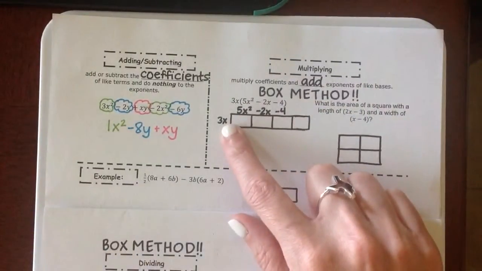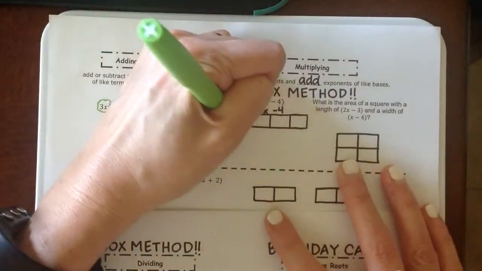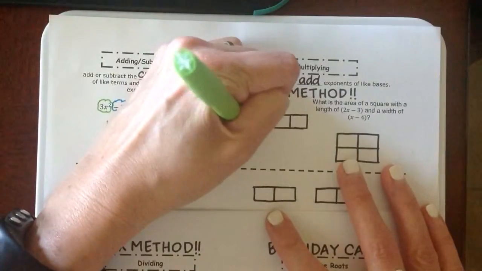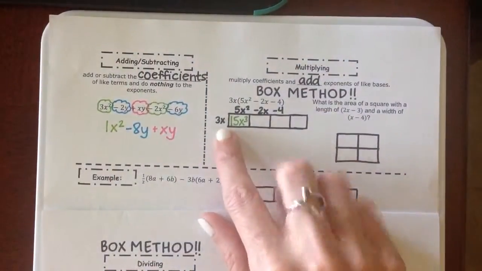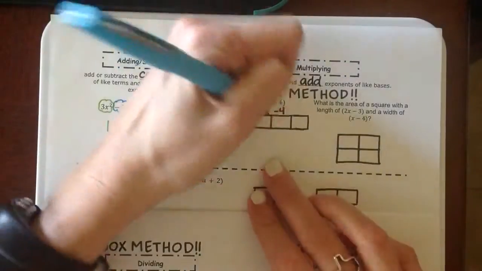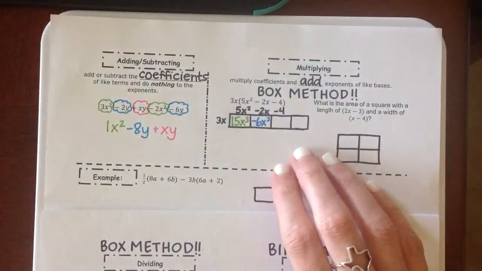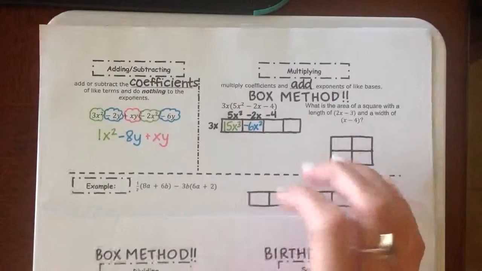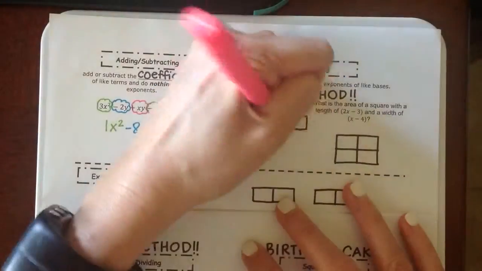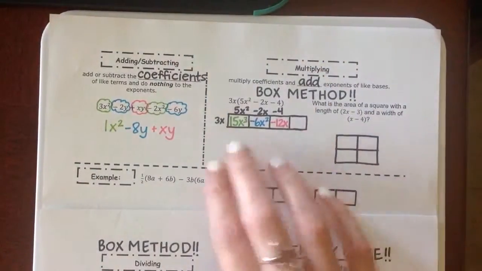Okay, so now I'm going to multiply, use my multiplication skills. The first thing I would get when I multiply 3x and 5x squared is 15x to the third. And now I'm going to multiply 3x and -2x, and I'm going to get -6x squared. And then I'm going to multiply 3x and -4 for an answer of -12x. And that's it. Those are my terms.